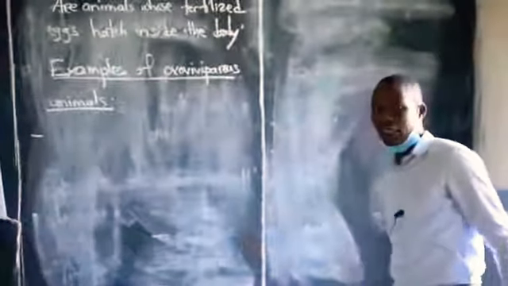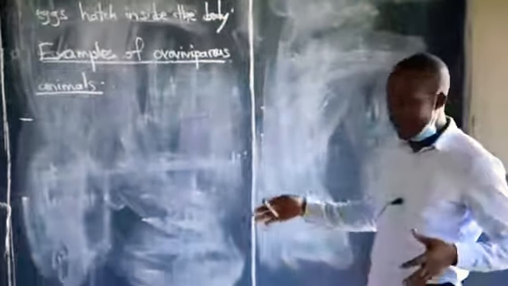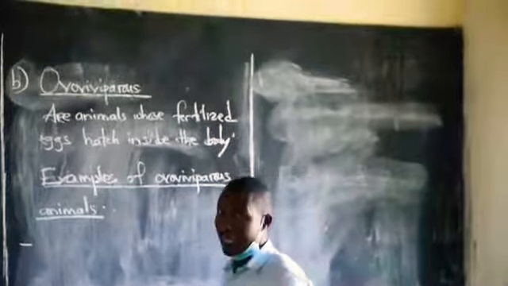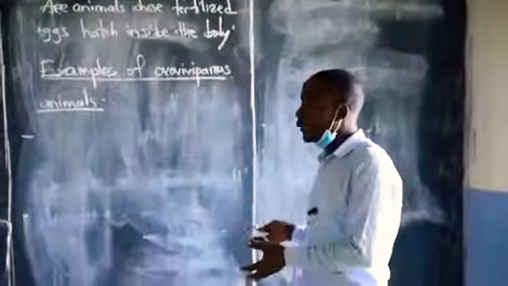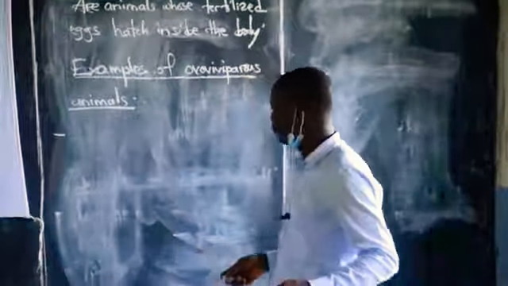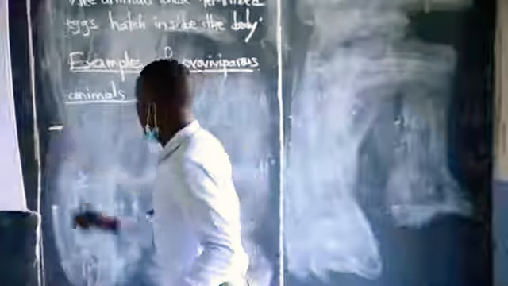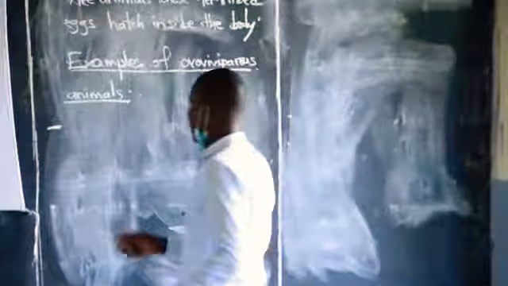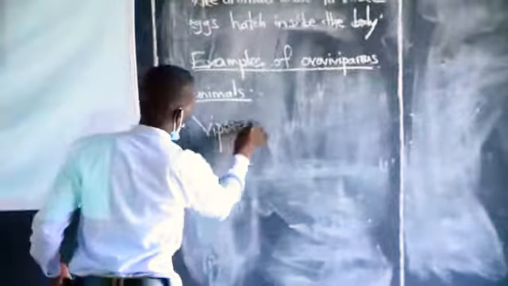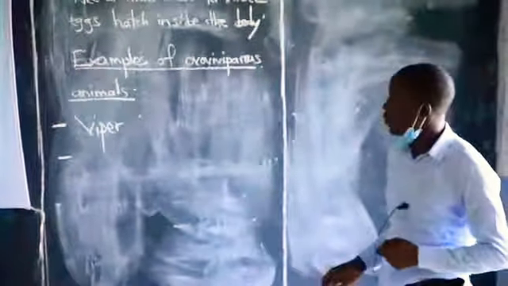You can go back to reptiles. Some reptiles lay eggs, and in others the eggs hatch inside the body. That's why we simply say some snakes, not all snakes, lay eggs. Some of them, their eggs hatch inside the body, and then you have the young one. We can say these are majorly a class of snakes, like the viper. Yes, a viper is a good example of viviparous animals.